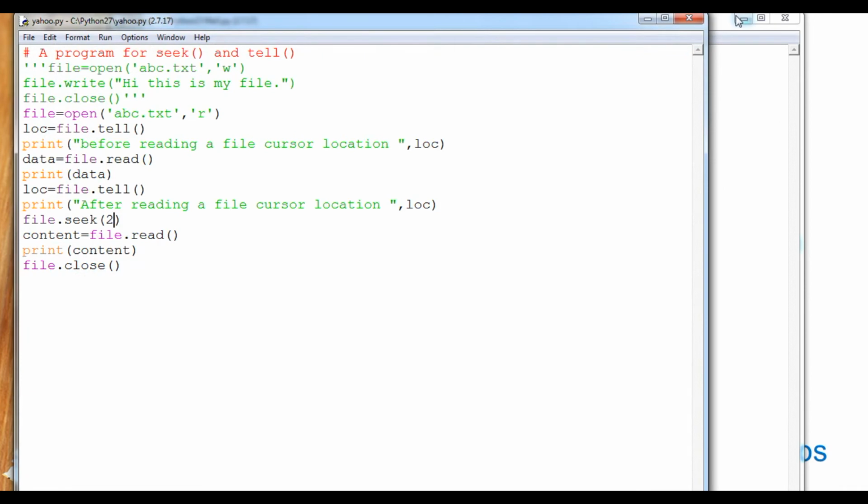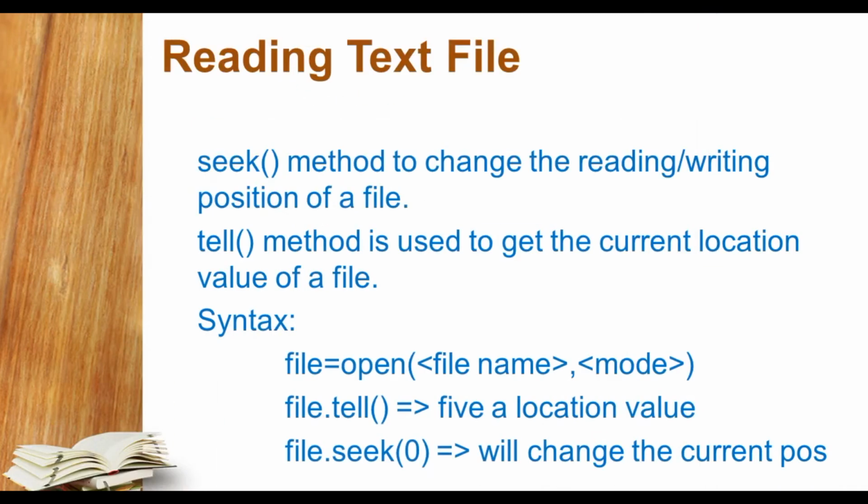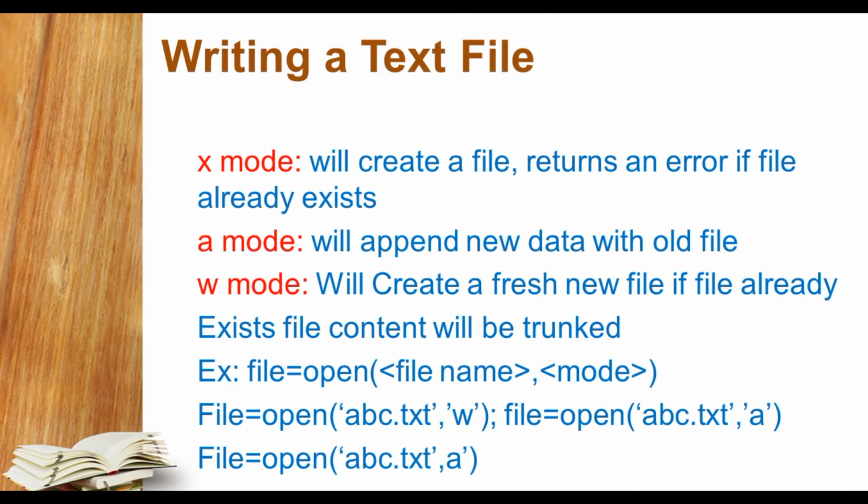Now we are going to the next part of the topic. We'll understand writing a text file, with X mode, A mode and W mode. First of all I will talk about the W mode. It will create a fresh file. If the file already exists, the content will be truncated, meaning the file will be completely blank, the old content will be deleted, and a new file will be created. And A mode will append the new data to the old file.